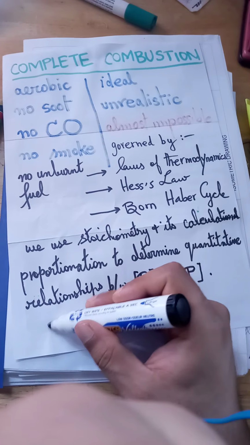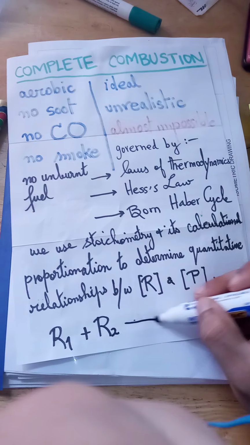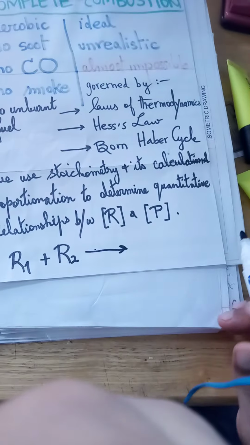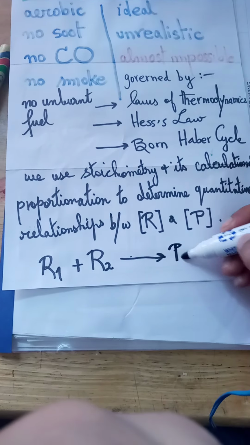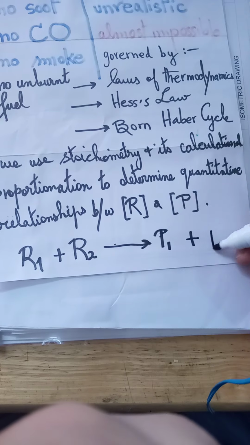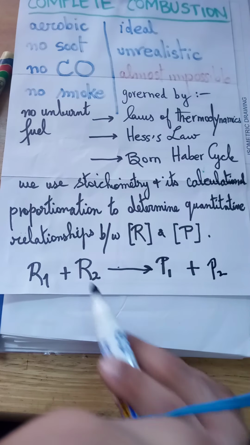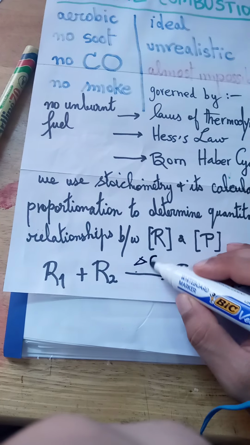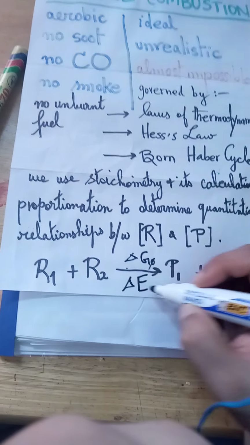So reactant 1 plus reactant 2 gives you, via dynamic irreversible equilibrium, product 1 and product 2. So reactants 1 and 2 react to give you products 1 and 2. And there's a Gibbs free energy change. There is an entropy change, which is governed by Arrhenius law.